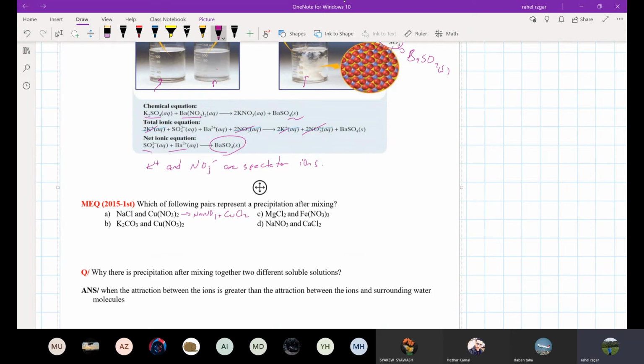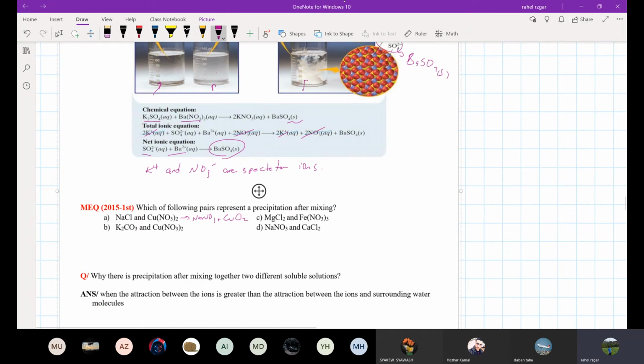NaNO3 is always soluble. Why? Because it contains Na and also NO3. But what about CuCl2? Cl is generally soluble, except with what? Except with silver, lead, and mercury. If you find silver, lead or mercury, they are the exceptions. So both of them are aqueous. So it's not A. It doesn't form a precipitate.